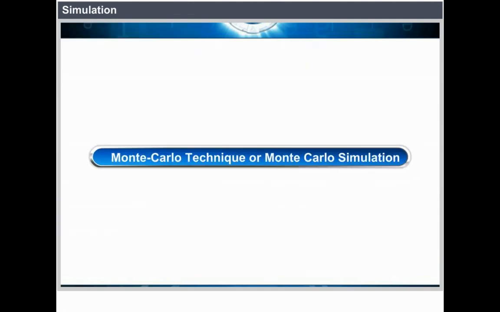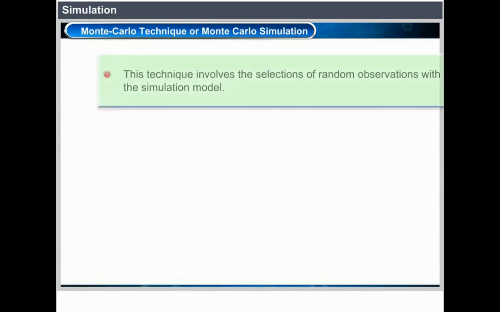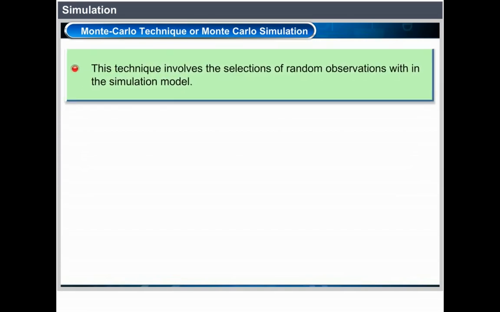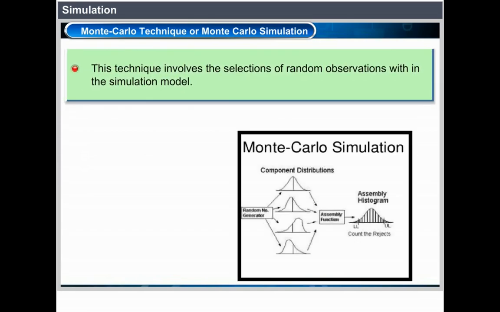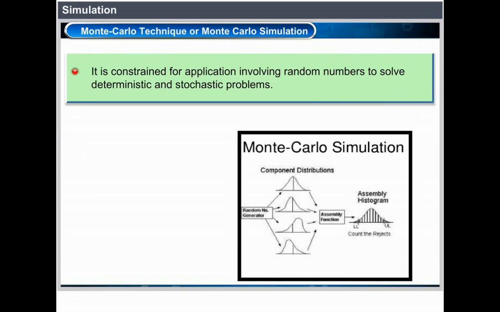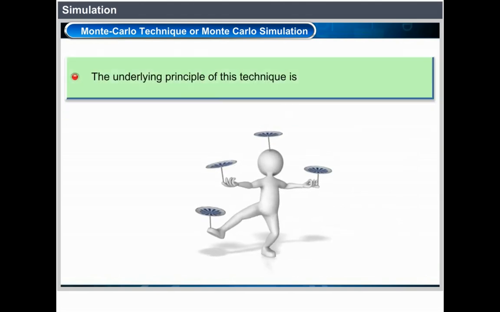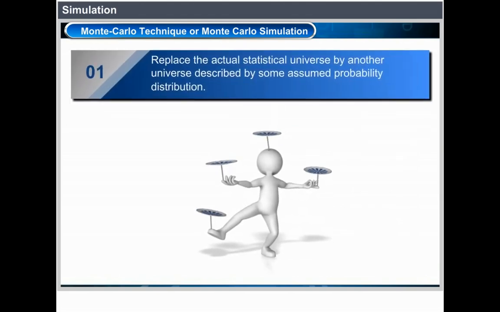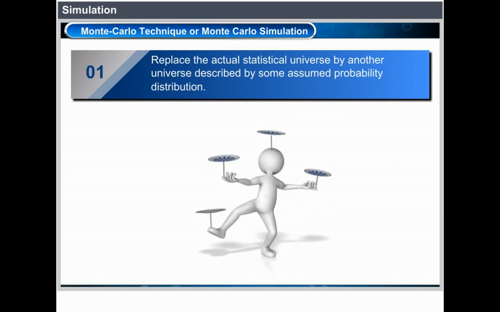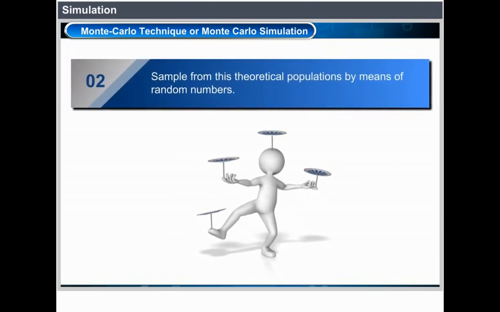Monte Carlo technique, or Monte Carlo simulation. This technique involves a selection of random observations within the simulation model. It is constrained for application involving random numbers to solve deterministic and stochastic problems. The underlying principle of this technique is: Number 1. Replace the actual statistical universe by another universe described by some assumed probability distribution. Number 2. Sample from this theoretical population by means of random numbers.